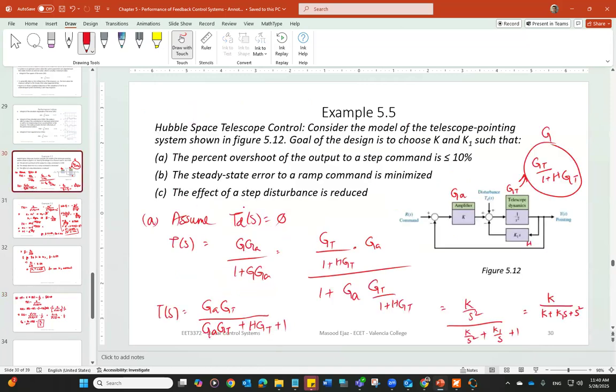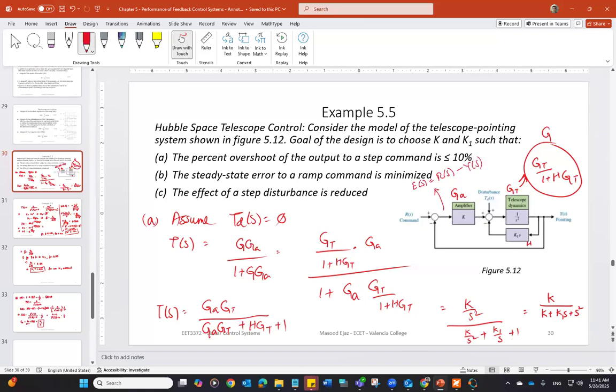The third requirement is that the effect of the step disturbance is reduced. So first we are going to write down the transfer function due to the step disturbance. And then we will calculate the error again between the input, which in this case we are going to assume to be 0, because we are only taking the effect of the step disturbance. So the input command is going to be 0. But remember, the error is still measured. This is the tracking error, Es, which is Rs minus Ys.